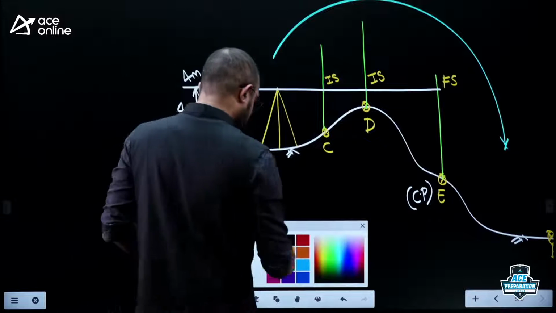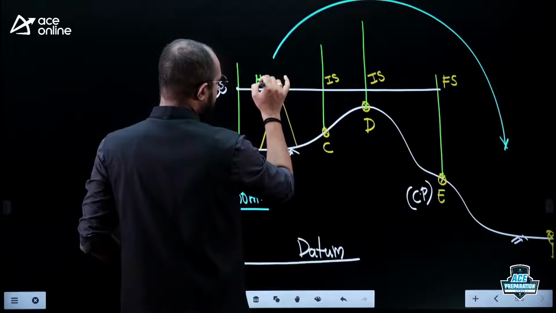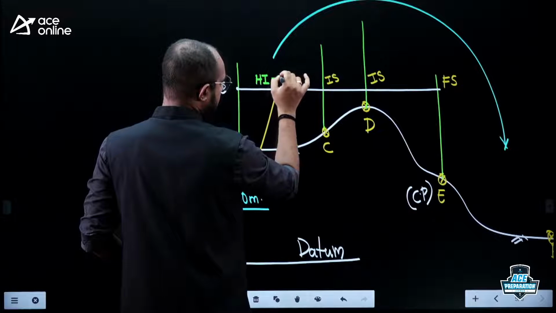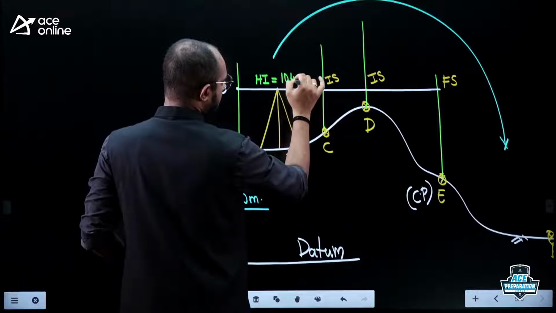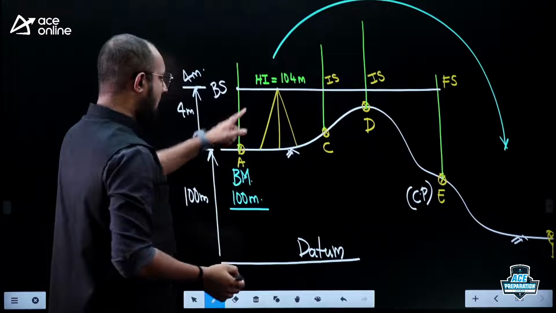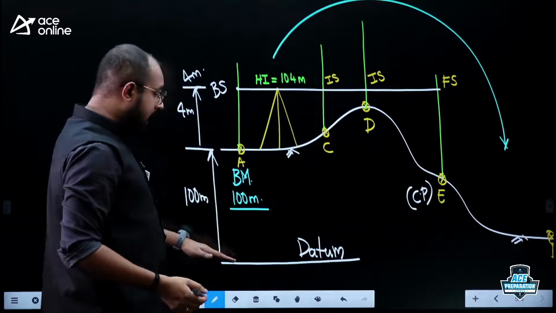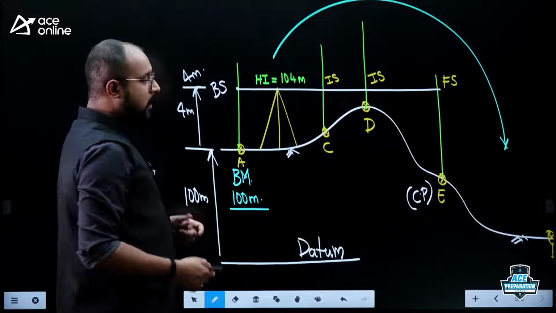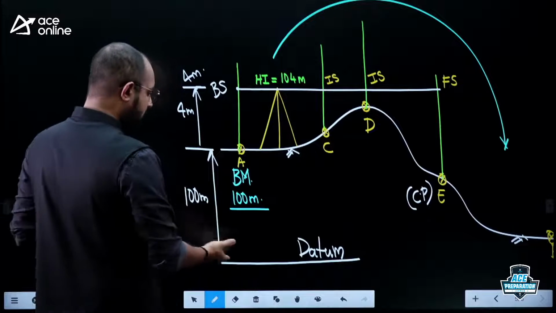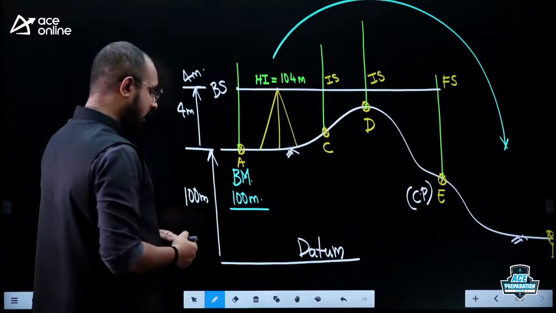You get the value of the height of the instrument as 104. So I can simply write like this, the height of the instrument here is equal to 104 meters. But how did you get it as 104? It is 100 plus 4. What is 100? Reduced level of benchmark. Plus 4 is nothing but your backside. So that is how you calculate the height of the instrument: reduced level of benchmark from the datum plus backside reading. Okay now? Right.